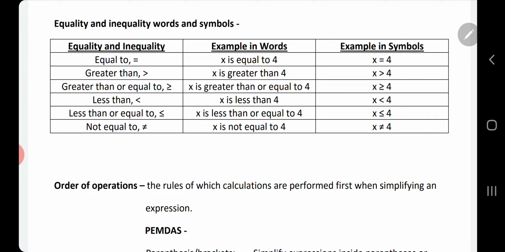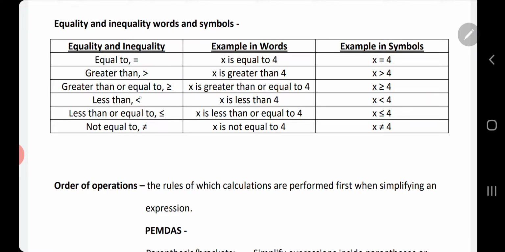Greater than or equal to, same thing, alligator mouth opening up. Now we have a line underneath it. That underline means we can be equal to that number as well. So x is greater than or equal to 4. Symbolically, once again, x is greater than or equal to 4. This indicates that we can be the number 4, but also anything greater than 4, like 4.1, 4.2, 5, 6, etc.